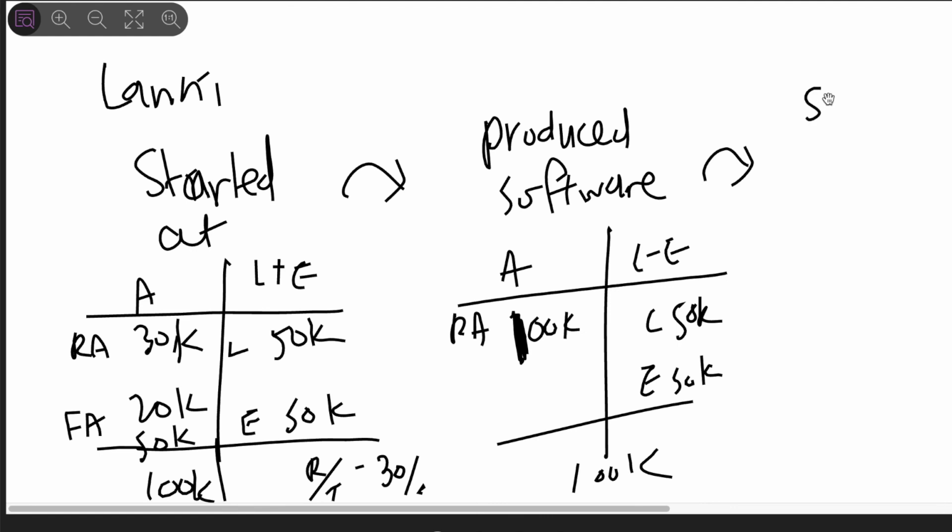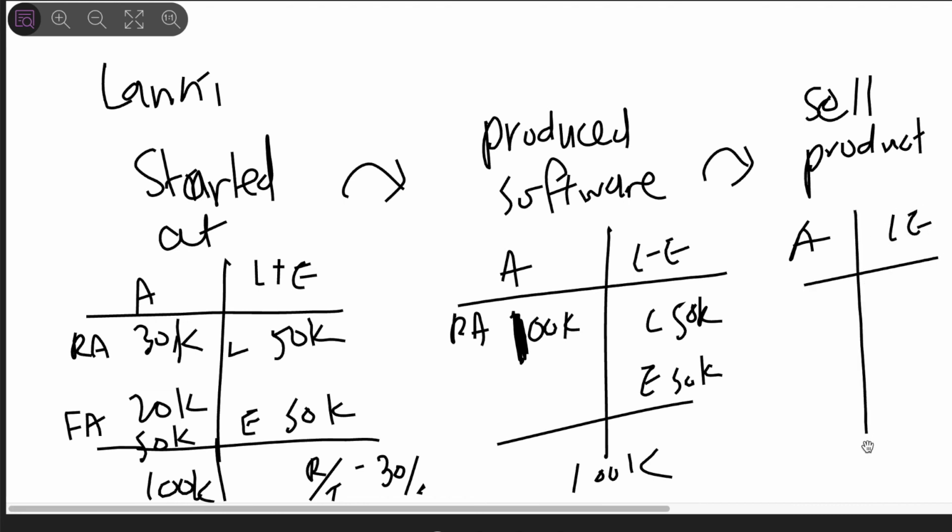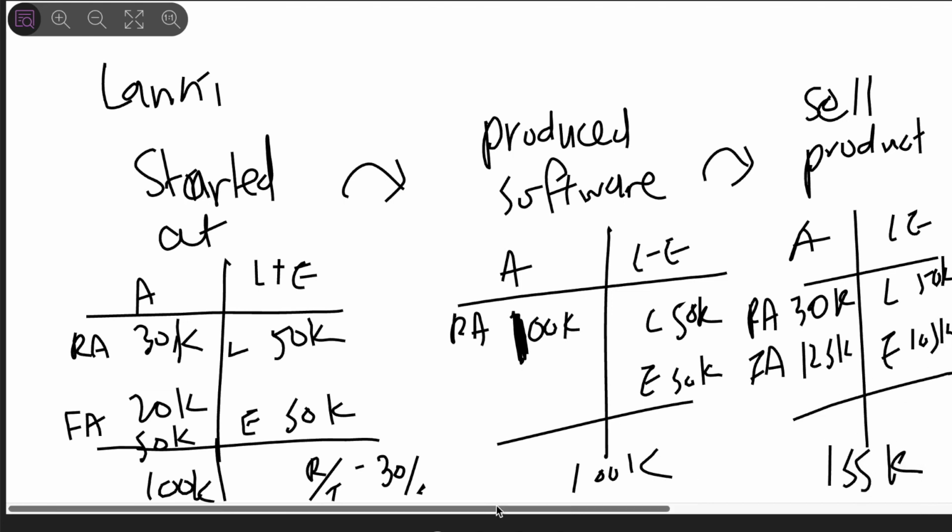And then they sold the product. And now their asset and liability and equity have changed, right? So real asset remains 30K, financial asset 125K, liability 50K, and equity 105K, the total of 155K, with real to total asset ratio going from 100% back to 20%.